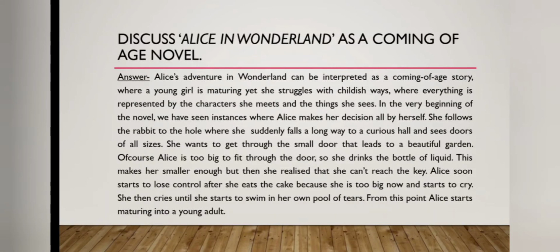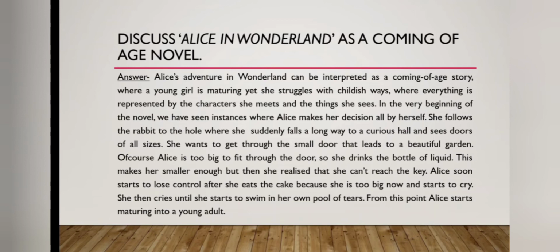Discuss Alice in Wonderland as a coming of age novel. Alice's Adventures in Wonderland can be interpreted as a coming of age story where a young girl is maturing yet she struggles with childish ways, where everything is represented by the characters she meets and the things she says. In the very beginning of the novel, we see instances where Alice makes her own decisions all by herself. She follows the rabbit down the hole, where she suddenly falls a long way to a curious hall, and she sees doors of all sizes.